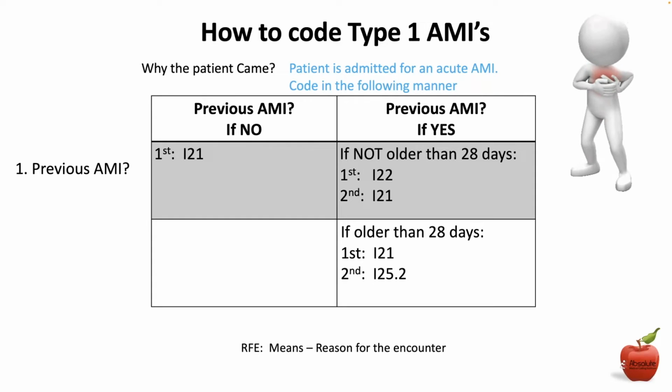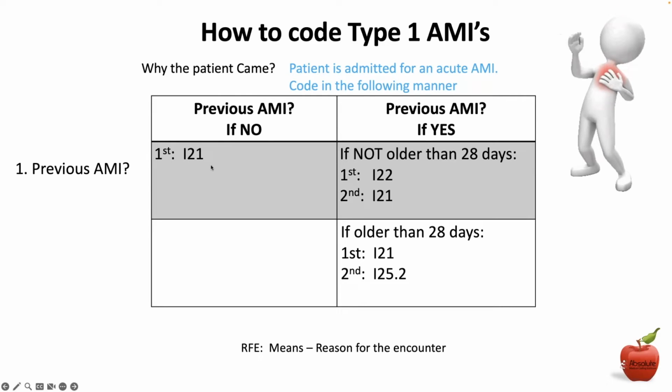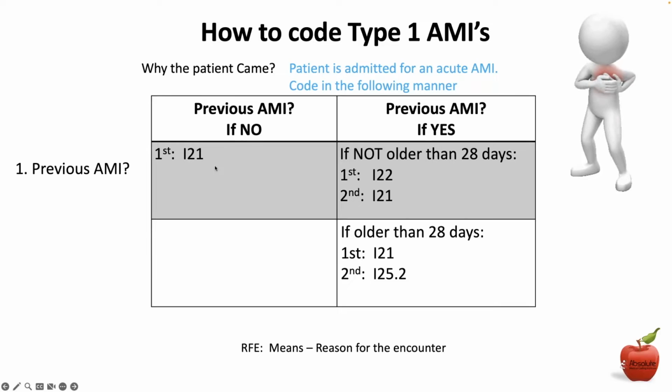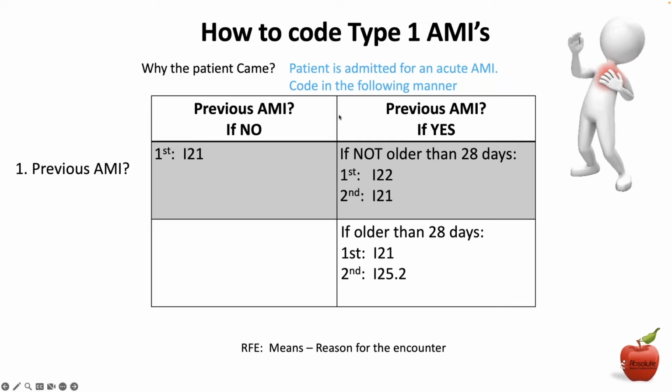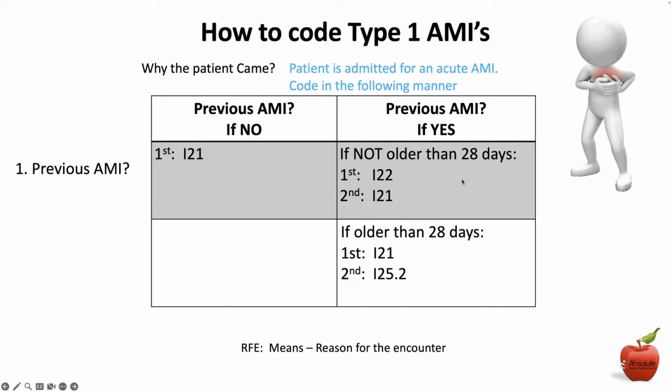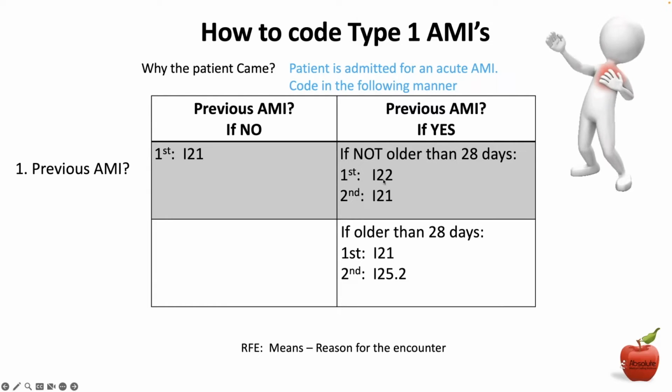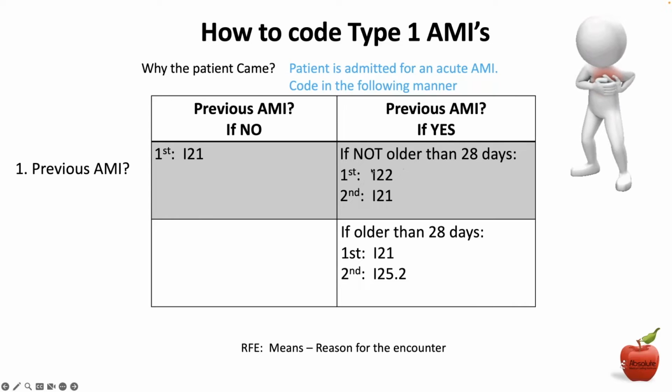But we're only talking about what we know. He only has an AMI. There's no other previous infarction. We're going to code I21.1. Also, we need to know if he had another infarction. If he did, we'll be going over in this column. If it is not older than 28 days, we're going to sequence first I22.2. This is the recurring code. And the second will be their initial, or first, acute infarction.